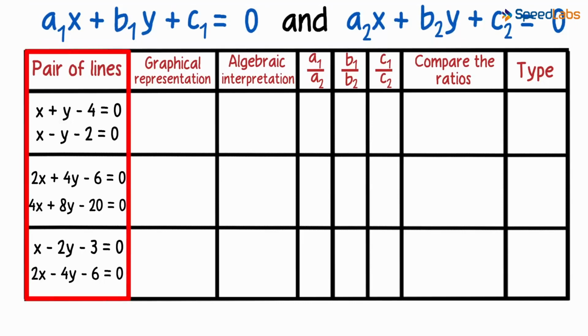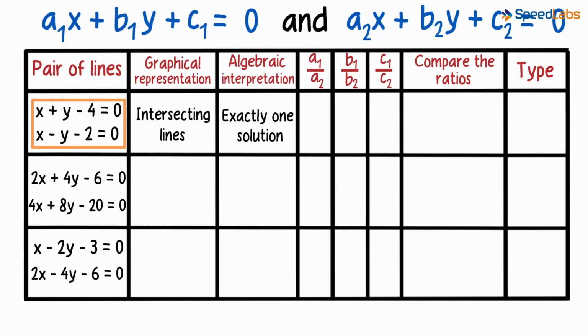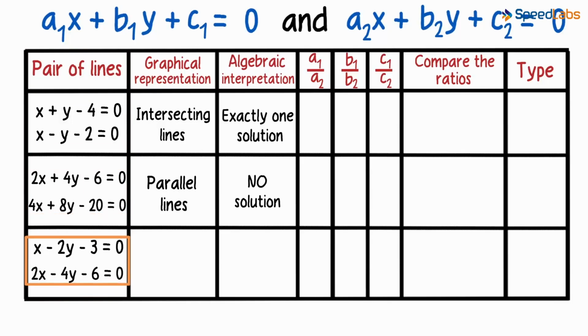In the first column of our table, we have written the 3 pairs of equations. In the first pair, the lines intersected and they had exactly one solution. In the second pair, the lines were parallel and they had no solutions. In the third pair, the lines were coincident and they had infinite solutions.